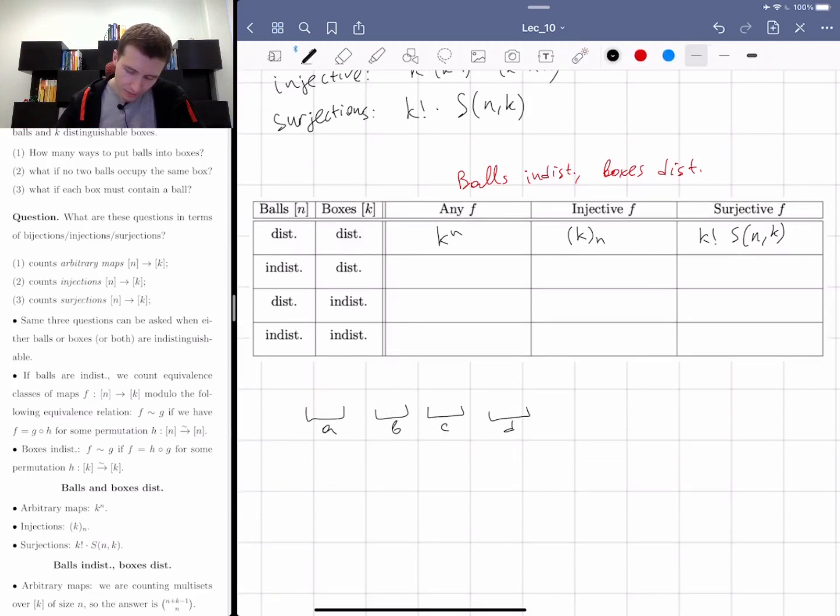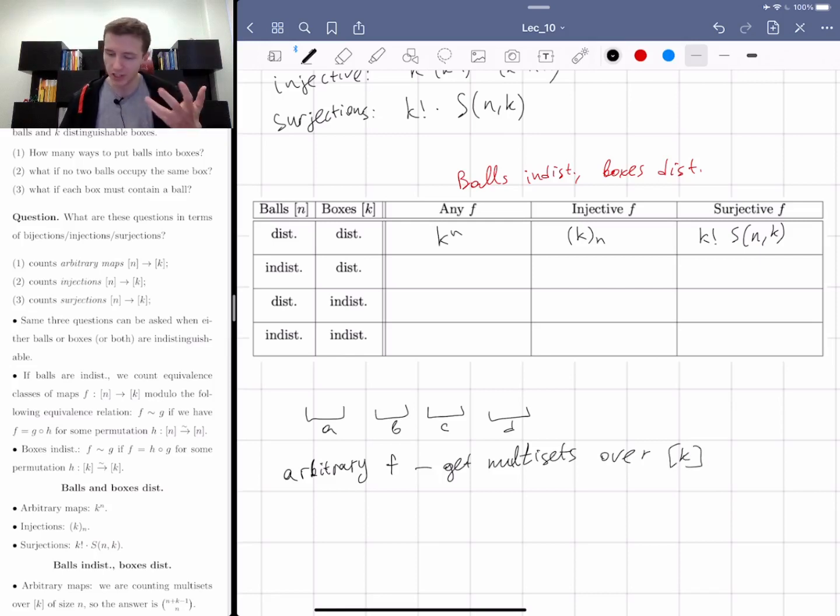Yeah, and so for arbitrary f, here I'm considering maps modulo the equivalence relation. So I get multisets over bracket k. A multiset over bracket k means I'm choosing out of k possible boxes, but I can choose as many in each as I like. So a multiset over k of size n, and we already have the formula.